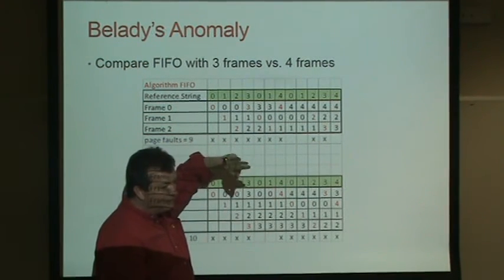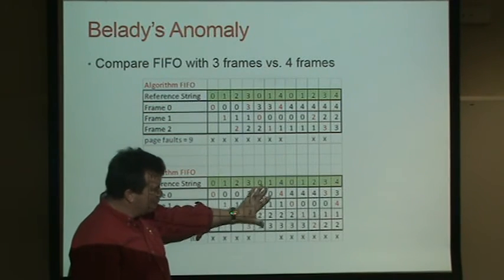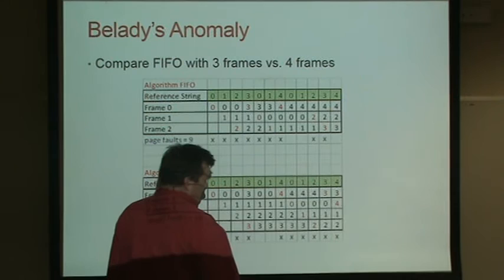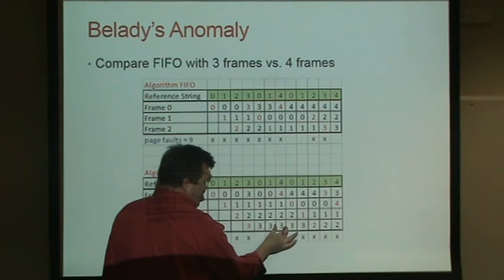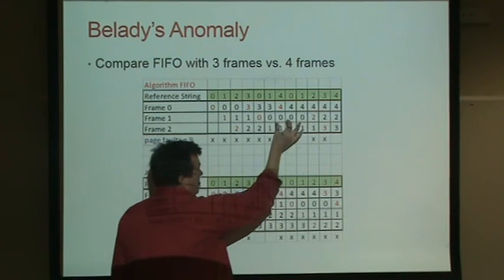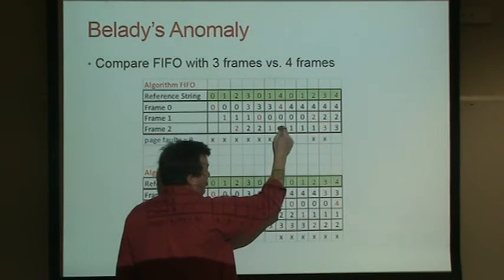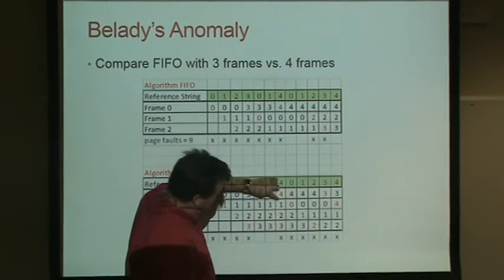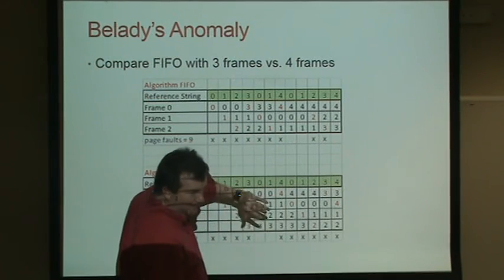If we were using least recently used, could this same scenario occur? Could you have 4 frames? When you have 4 frames, you have a set of 4 frames. And when you have 3 frames, you have a page that's in here that's not in this set. Is that possible in least recently used?